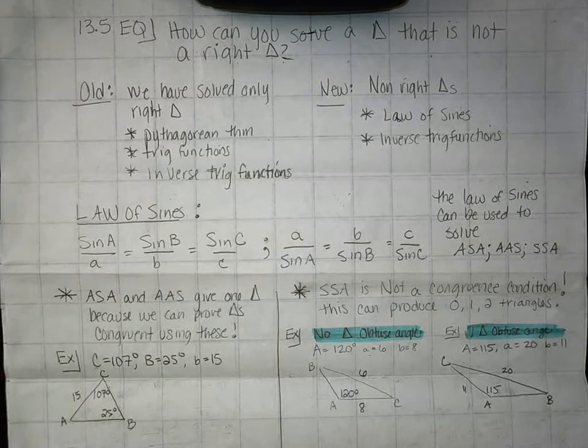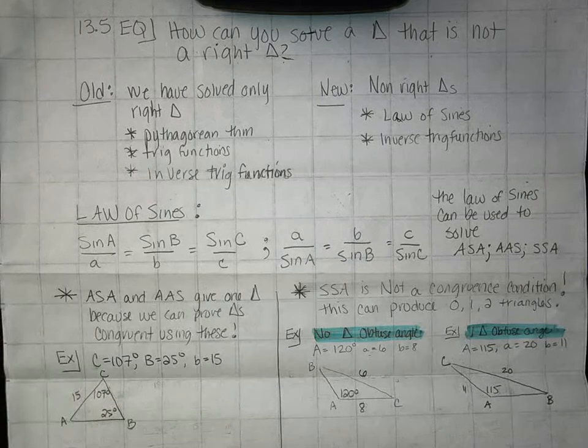Okay, so we're going to try this 13.5 one more time. Our essential question is, how can you solve a triangle that is not a right triangle? Our old method of solving, we always had to solve right triangles, use the Pythagorean theorem, trig functions, or inverse trig functions. Remembering that trig functions are used to find side lengths and inverse trig functions are used to find angles. What we're learning new today is solving non-right triangles.